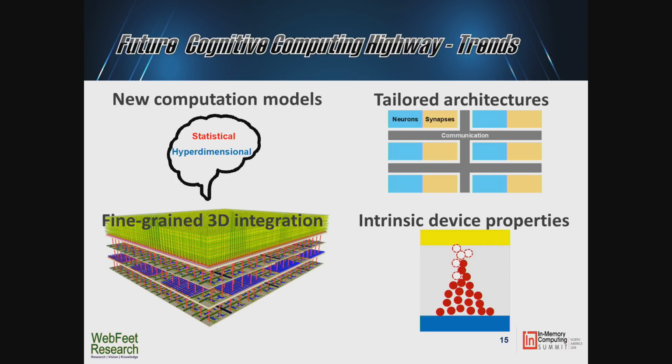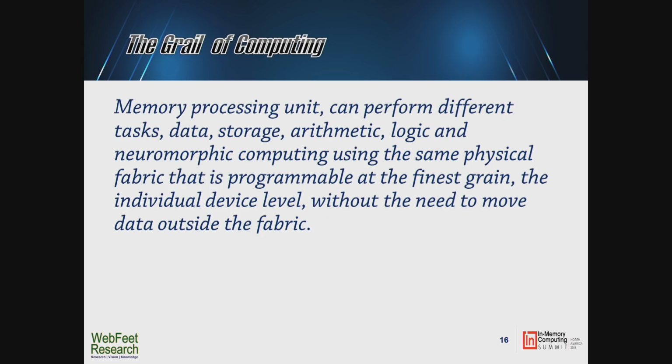What we're also seeing, more importantly, is this fine-grained integration in 3 dimensions. As you'll see a little bit later, this is really an important idea that we're going to put all these architectures into. And of course, we have the device properties themselves. We're looking at a memory processing unit. This is the interesting part, this is the Grail. Perform different tasks, data storage, arithmetic, logic, and a fabric that is programmable at the finest grain, the individual device level, without the need to move data outside the fabric.